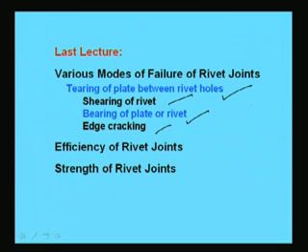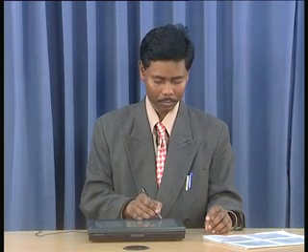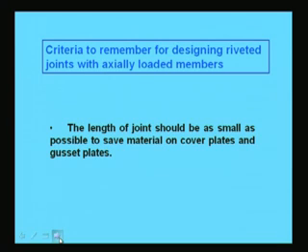So, how the rivets are going to fail, those details were discussed in the last class, and we have also shown how to calculate the efficiency of a rivet joint. The strength of the joint for a given dimension and a given configuration of the rivet can be calculated, and those details have been shown in the last class. So, today we will be focusing on the design part, that is, how to take care when designing any joint with rivets.